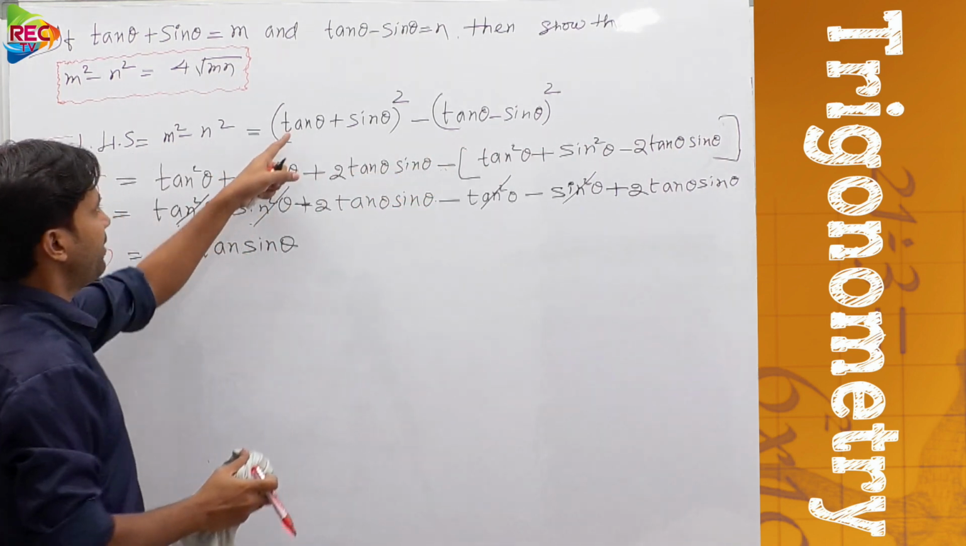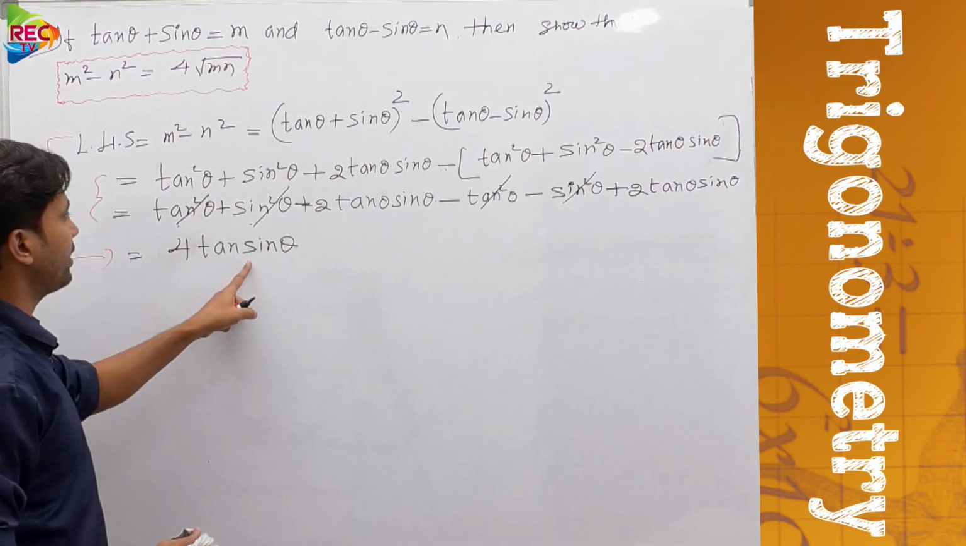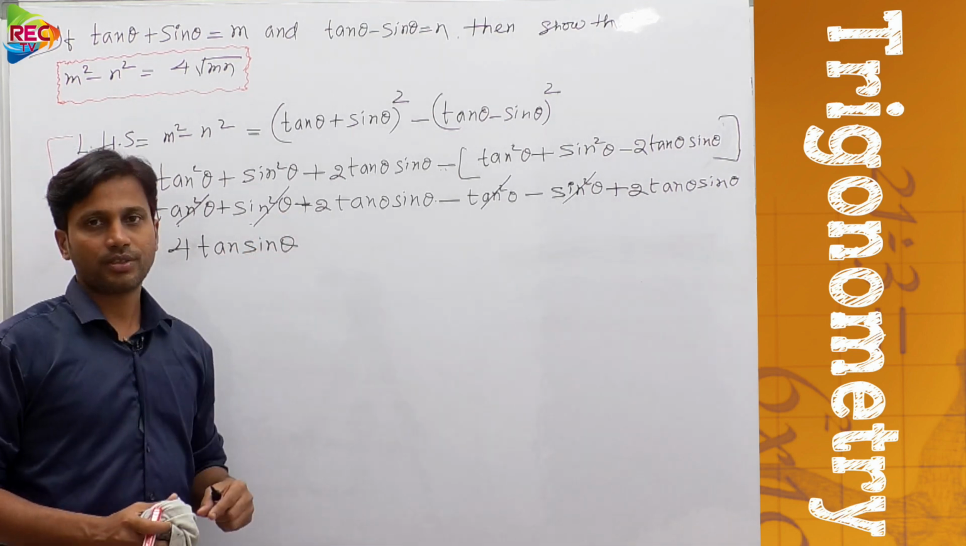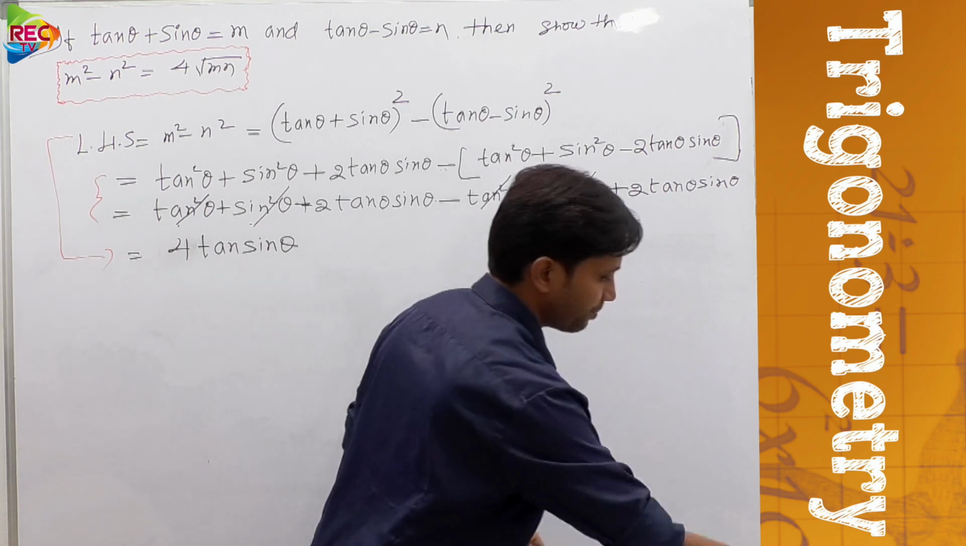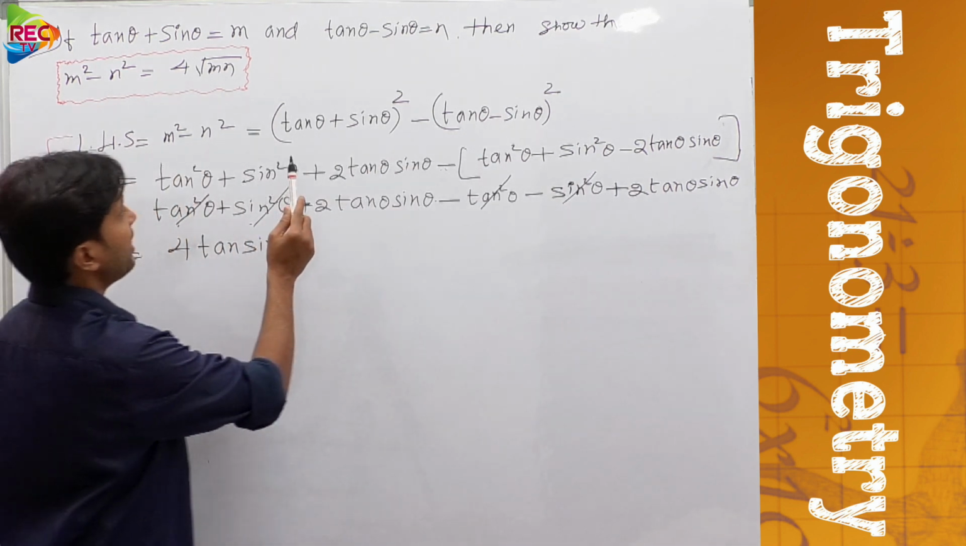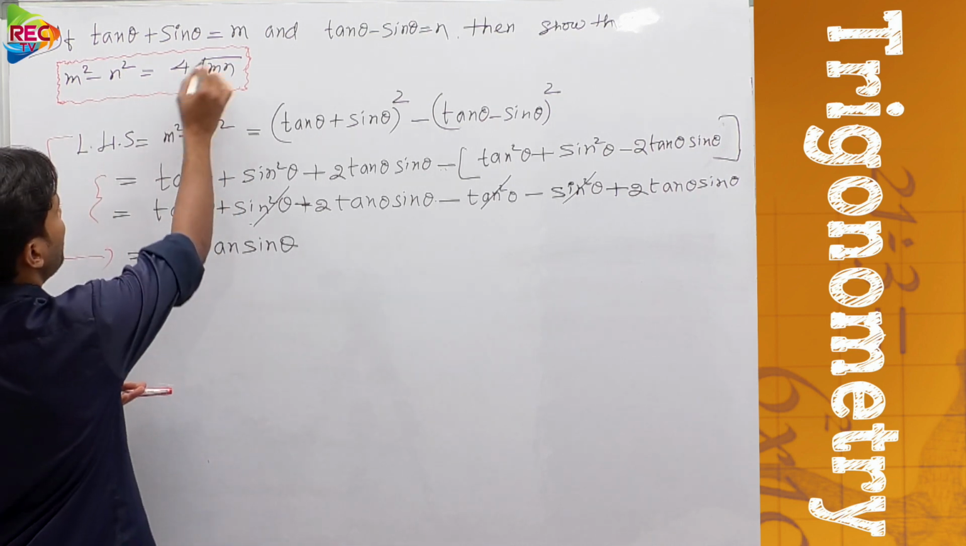So straight away you can write this step from here only. But as per the procedure, I wrote it. Okay, leave it. It doesn't matter. Now, just see. But we didn't get the answer. No, this is not 4 root mn.